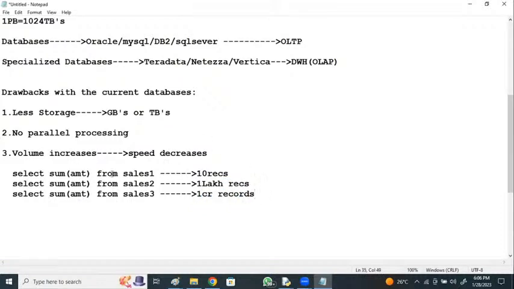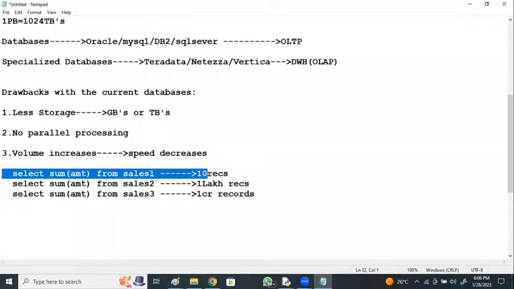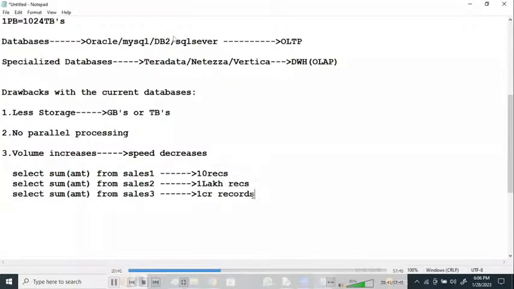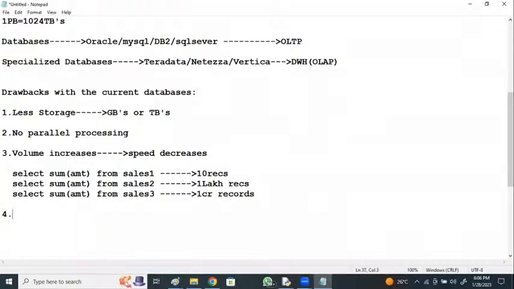So which query is going to execute faster among these three? Either 10 records or 1 lakh or 1 crore. The first query executes faster, because it totals 10 records as compared with 1 lakh or 1 crore. So query to query, as volume increases, speed decreases. And if complexity increases, speed decreases.